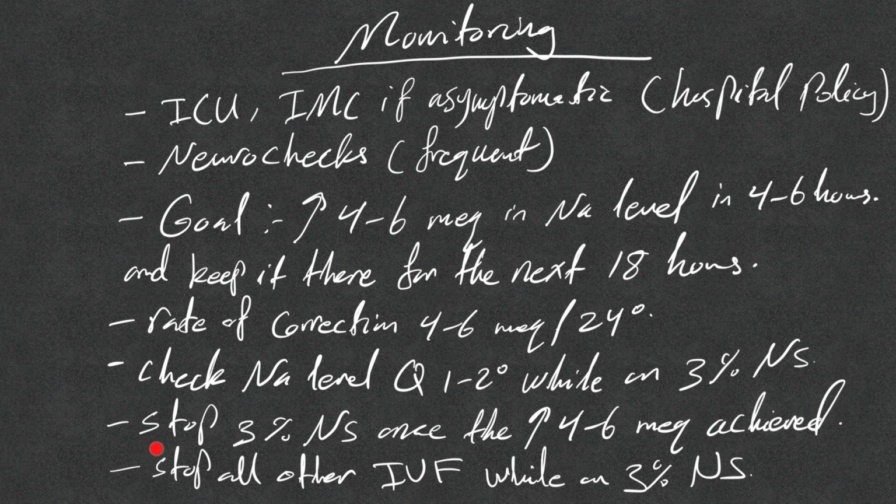Now, when do you stop 3% normal saline? Once the increase in the sodium level is 4 to 6 milliequivalent. Now, the increase of 4 to 6 milliequivalent is usually sufficient to relieve any symptoms. If the patient is still symptomatic after 6 milliequivalent, think of other causes other than hyponatremia. And very important, stop all other IV fluid solution while on 3% normal saline. Should be only 3% normal saline, except in one case I will discuss soon, that will give us full control and predictability about the rise in sodium concentration.